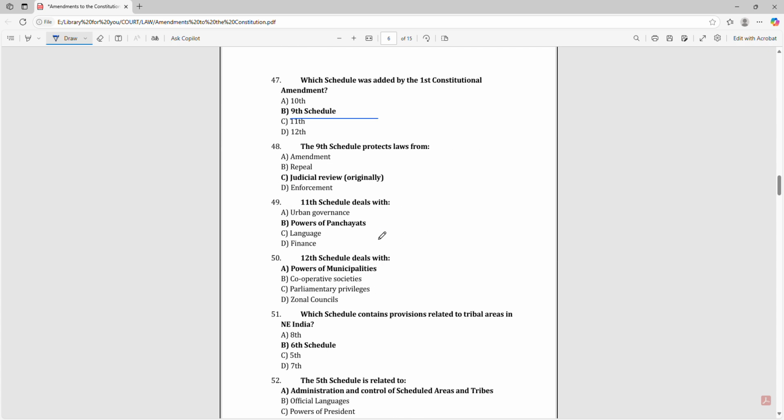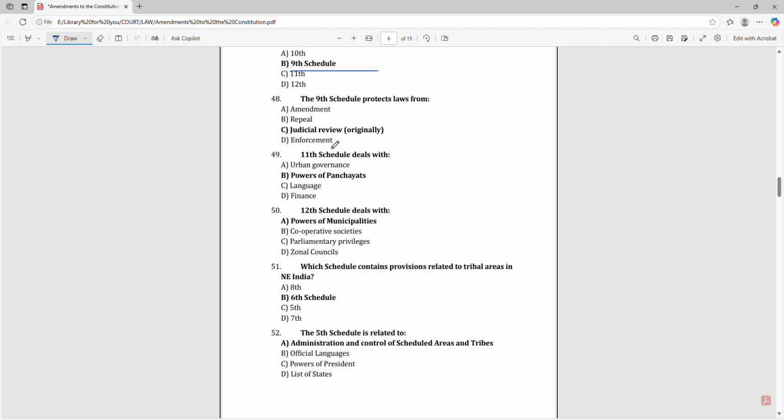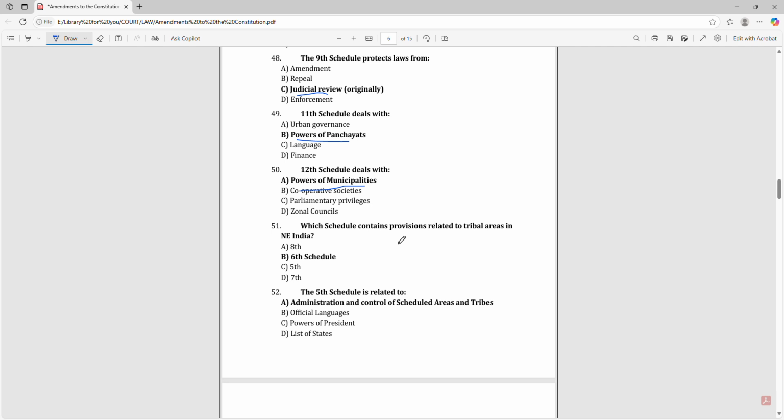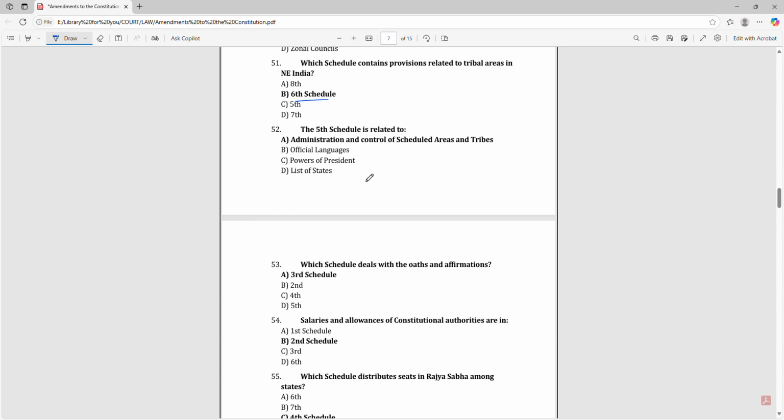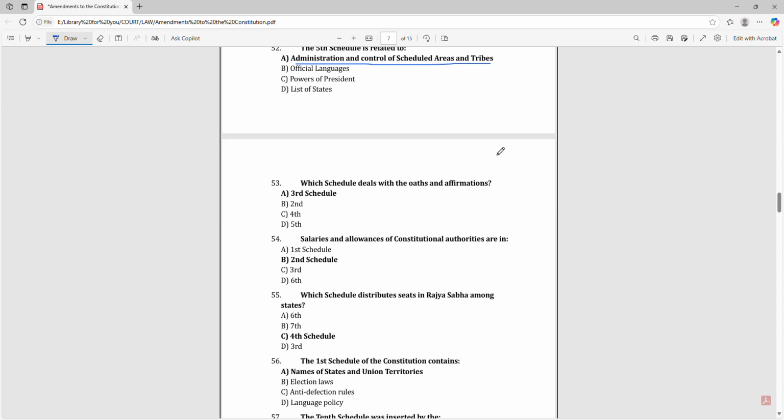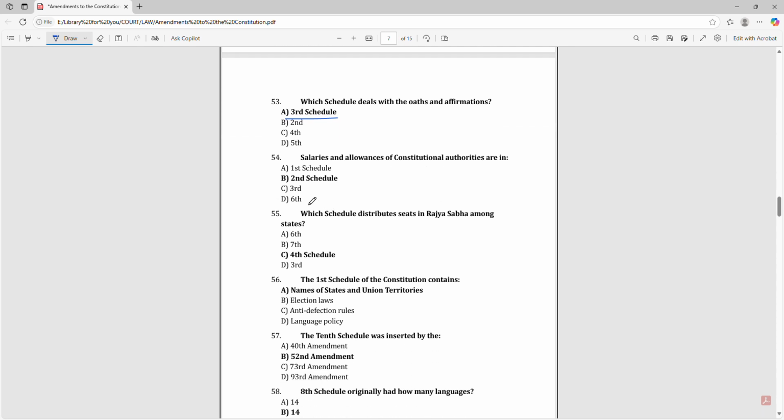That is 9th schedule. The 9th schedule protects laws from judicial review. 11th schedule deals with the powers of panchayats. 12th schedule deals with the powers of municipalities. Which schedule contains provisions related to tribal areas in Assam? 6th. The 5th schedule is related to the administration and control of scheduled areas and tribes. Which schedule deals with the oath and affirmations? 3rd schedule. Salaries and allowances of the constitutional authorities are in the 2nd schedule.